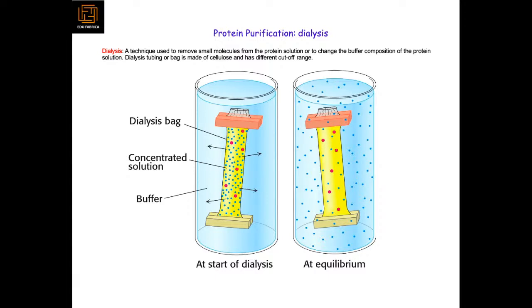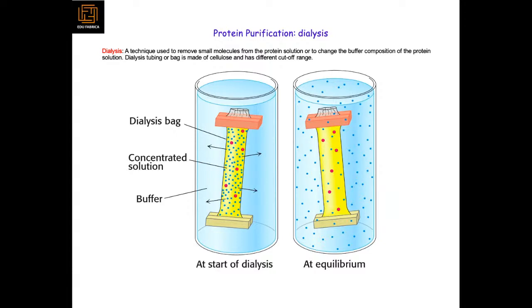Both techniques will work the same way. Dialysis is a technique to remove small molecules from a protein solution, or to change the buffer composition of the protein solution. Dialysis tubing is made of cellulose and has different cutoff ranges. Here we have a dialysis bag containing a concentrated solution with bigger and smaller molecules, and outside is the buffer solution.